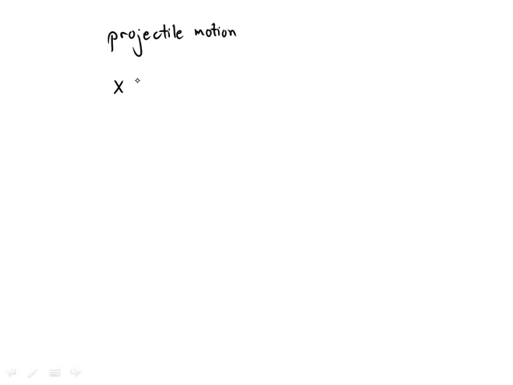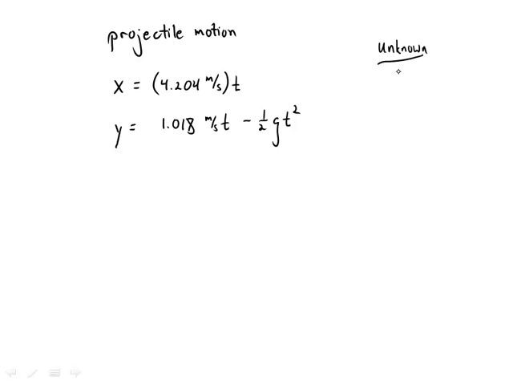So x is equal to the x velocity, which we know to be 4.204 meters per second, times t. y is equal to the y component of the velocity, 1.018 meters per second, times t, minus 1/2 g t squared. But there's three unknowns here. I don't know x, I don't know y, and I don't know t. So I need another equation.